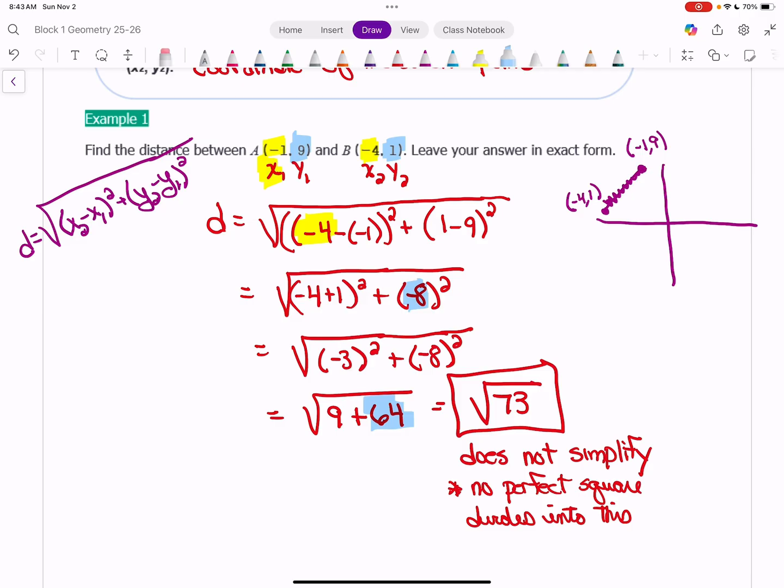So I would pause the video at this point. Make sure you're doing the algebra correctly. Basically, you are really just subtracting your x values from the ordered pair and squaring them, and then subtracting your y values from the ordered pair and squaring them. Then the square root of the whole thing gives you the distance. So you might want to pause there and look through that example.